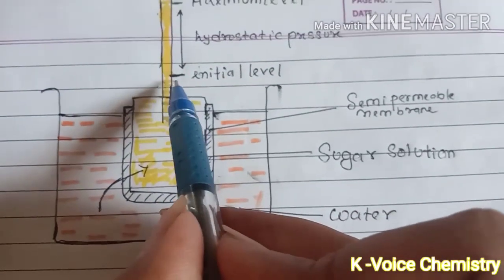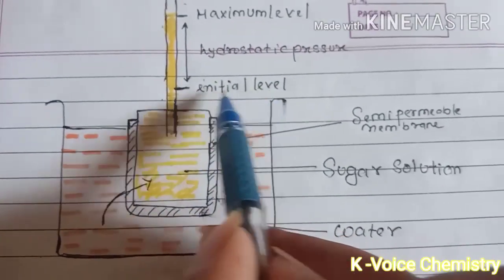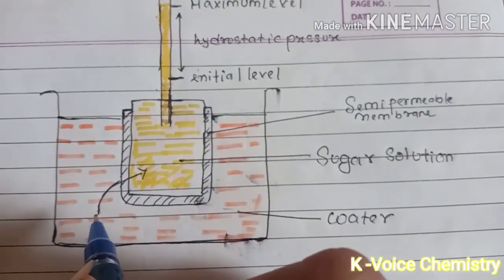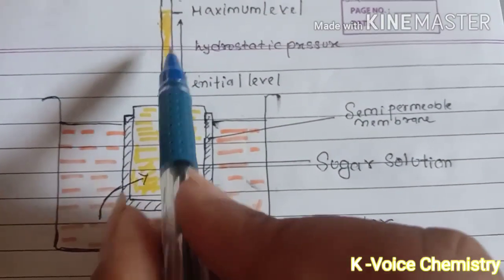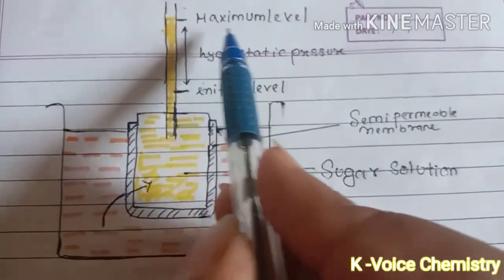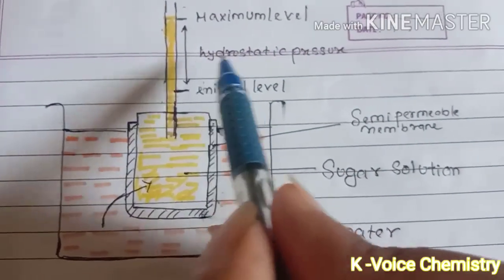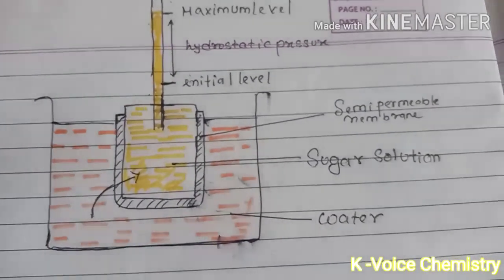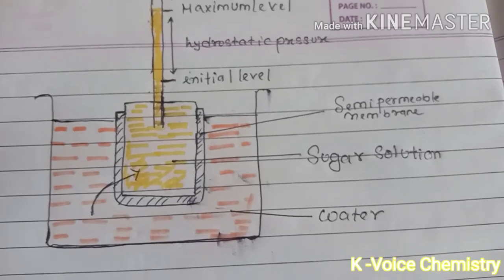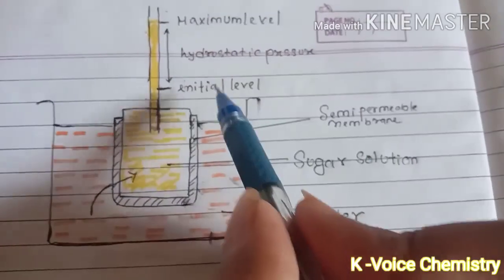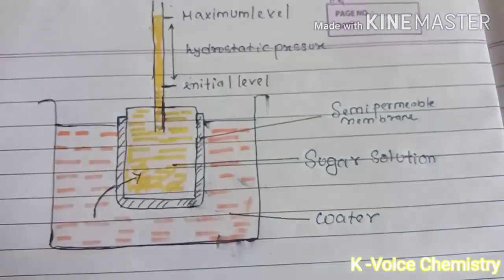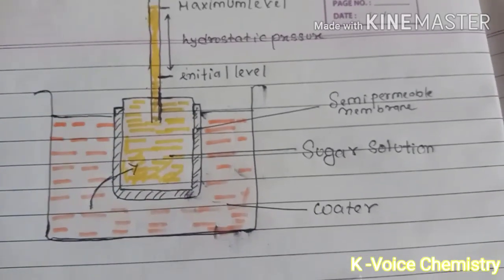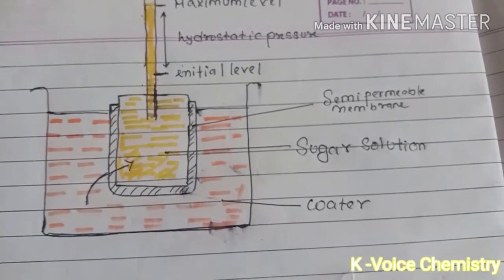Here, this is the initial level of the sugar solution, and from this initial level, when the water flows in, the level will increase to the maximum level. Upon reaching the maximum level we will experience hydrostatic pressure. This is the basic principle of Pfeffer's method. When this hydrostatic pressure is exerted, it will stop the further movement of water molecules into the solution.